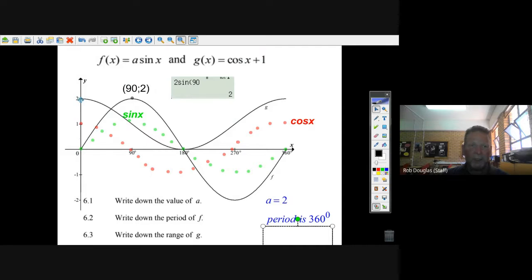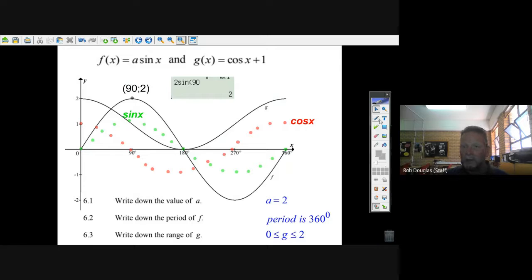The range of g is all the things that y can be for g. Well, look at g. There it is. I'm following g. It starts at 2, it goes to 0, and it comes back to 2. Well, it ranges between 0 and 2.